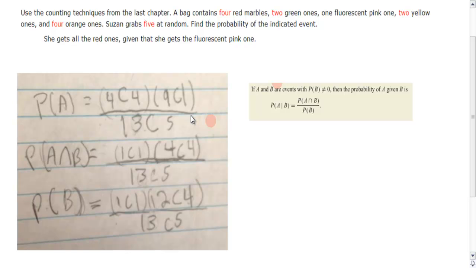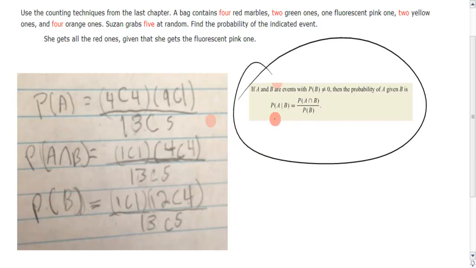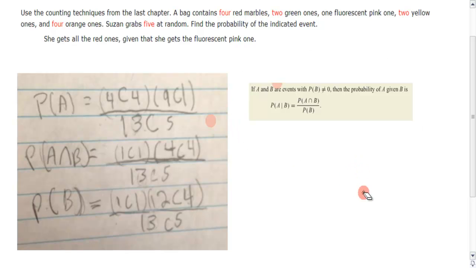Okay, so I think what you've got going on here, I'm trying to get the idea here. I think what you're saying is you're trying to use this formula here, the probability of A given B is equal to the probability of A and B divided by the probability of B, because it looks like that's what you're setting up here.